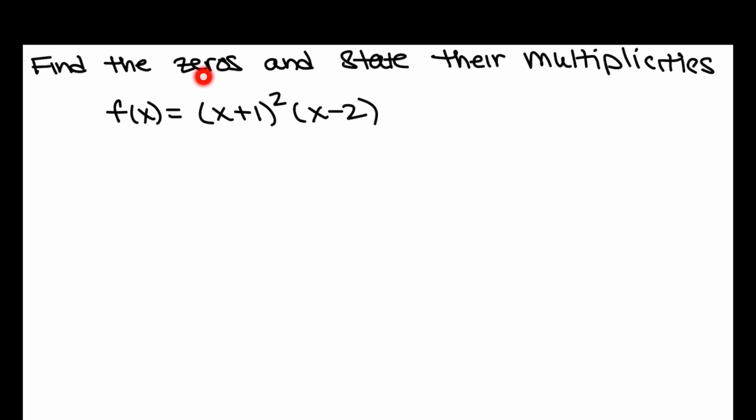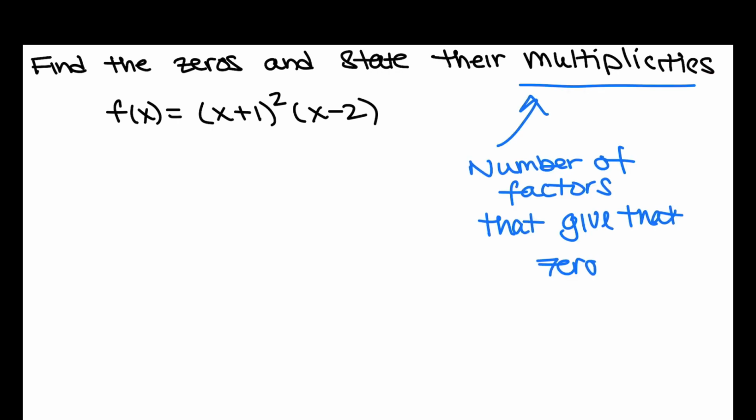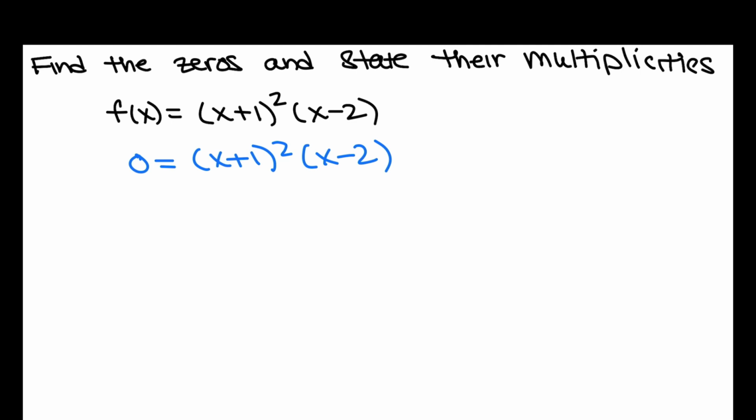So find the zeros. That means, again, zeros are x-intercepts. And the new part is state their multiplicities. So the multiplicity of a 0 is the number of factors that give that 0. How many times do you get that solution or that x-intercept? And so this will be easiest for me to explain with an example.